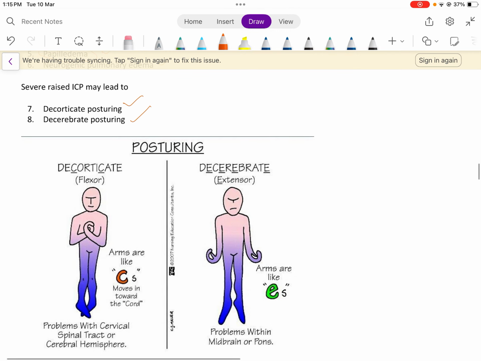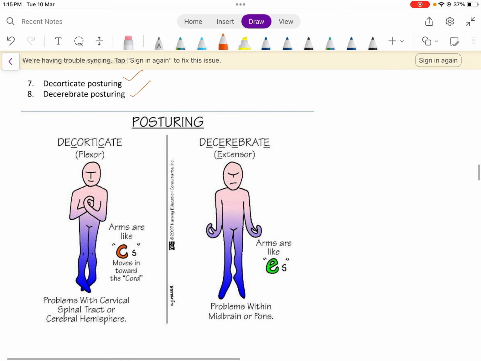Now, what is decorticate and decerebrate posturing? Remember, decorticate has two C's. There is a flexed posture. Arms will look like a C; the arms move towards the cord. C's and cord. Remember, arms will move toward the cord. Cord is what? Spinal cord. This happens when there are problems with the cervical spinal tract or a cerebral hemisphere.